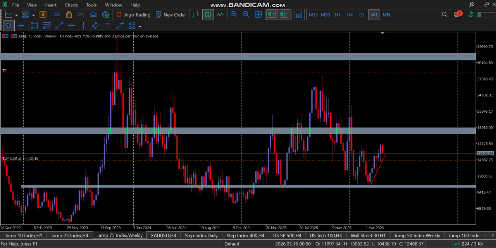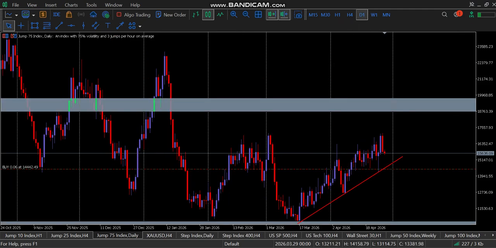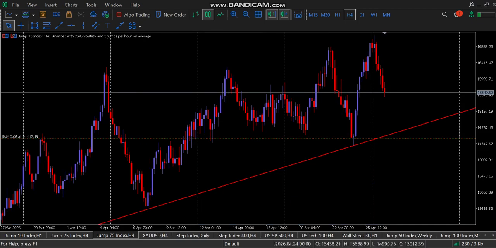So this is the recent zone that price has gotten into and rejected from. What I'm going to do is draw my first touch, my second touch, and third touch. And that is what I've done. That was how I was able to get my entry from here, because the entry strategy that I mostly use on Jump 10 and Jump 75 is the trend line touch.